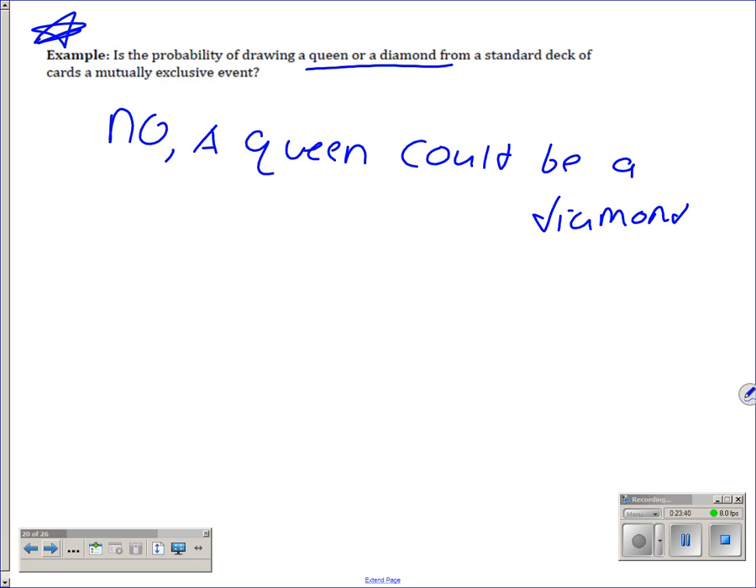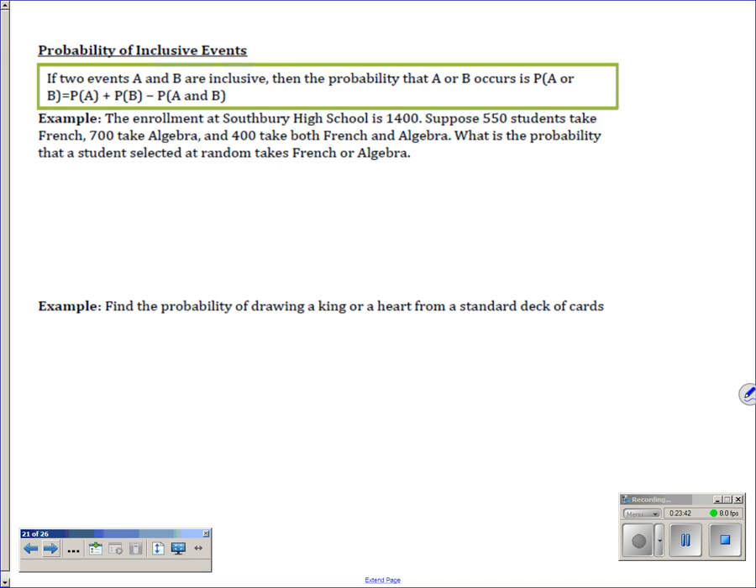So you have 4 boxes that you should probably keep in mind, that you should study, that you should know. Okay. So the probability of inclusive events. If two events A and B are inclusive, the probability of A or B is the probability of both, so add them together. And then all you have to do is subtract the probability of the overlap. That's it.